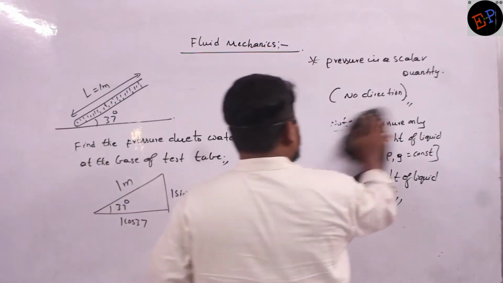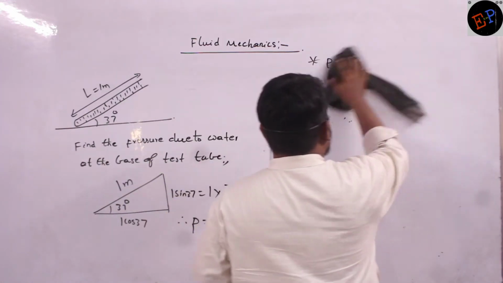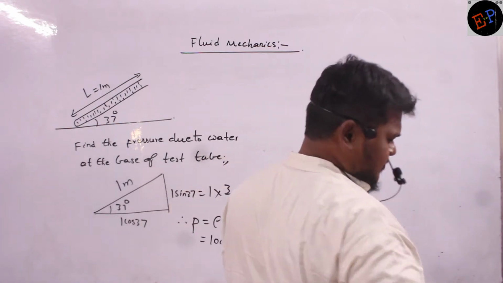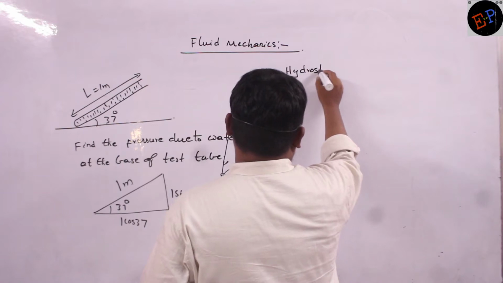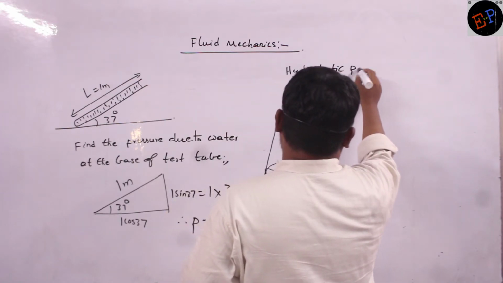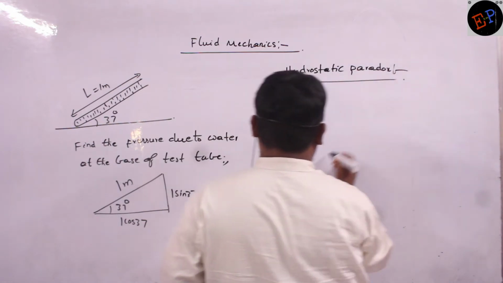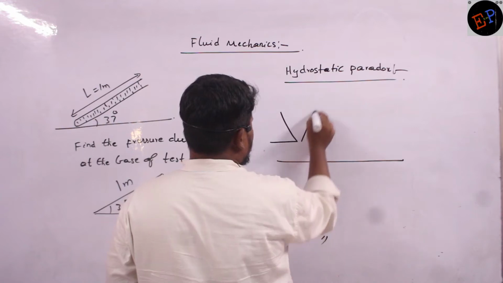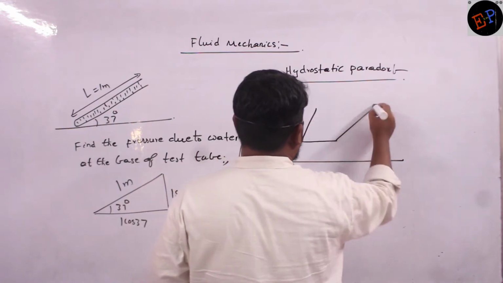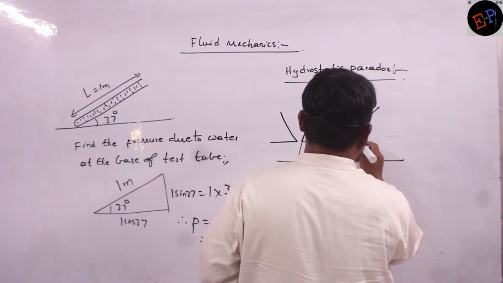Then we study one more important, interesting concept, which is called the hydrostatic paradox, again based on the concept of pressure itself. So what is meant by hydrostatic paradox? Let us see. For example, this is a tube and we are placing different types of openings on the upper surface of this tube.